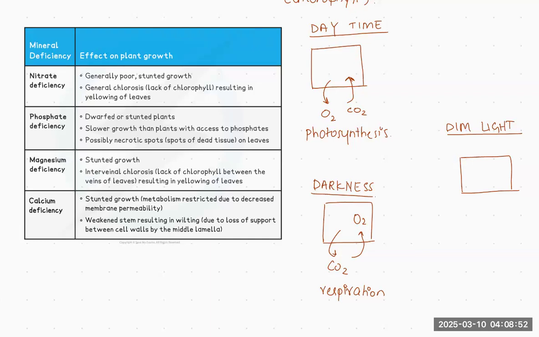In dim light, you are going to see that the rate of photosynthesis and rate of respiration will be equal to each other. So carbon dioxide is also moving in, but it's also moving out. Why? Because the light happens to be dim. So yes, the plant will be doing photosynthesis, but it will also at the same time be doing respiration because there is not enough light available. This point where the rate of respiration and rate of photosynthesis are equal to each other, we call this compensation point.